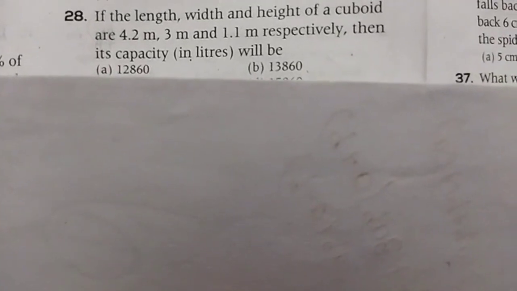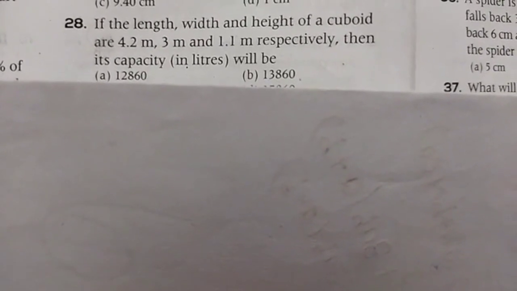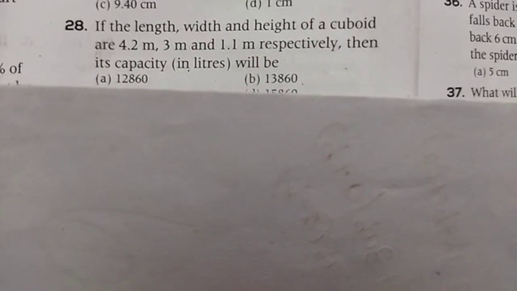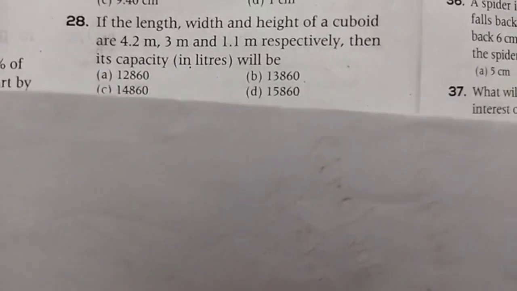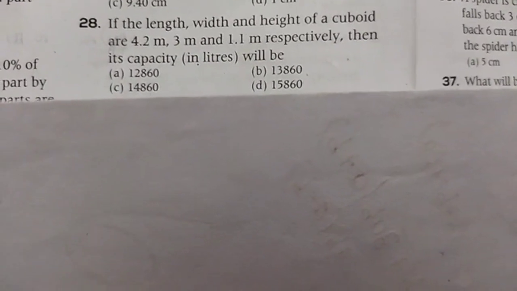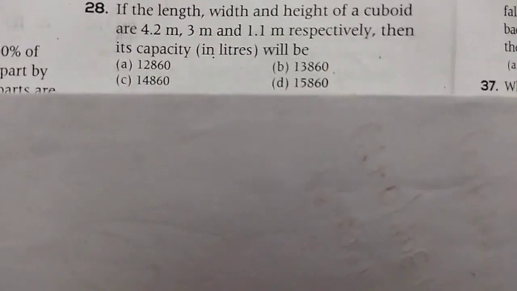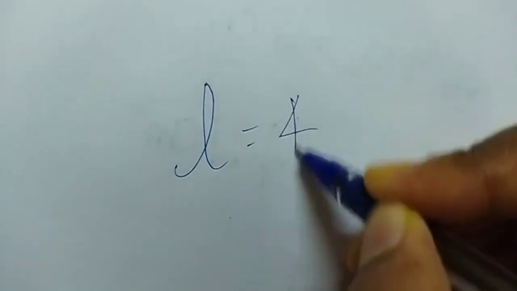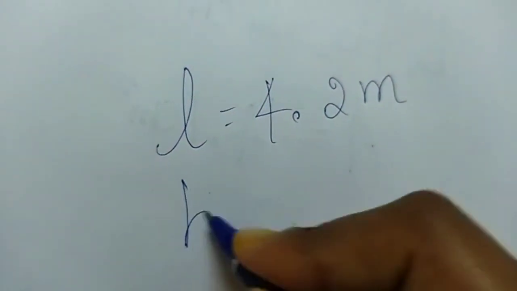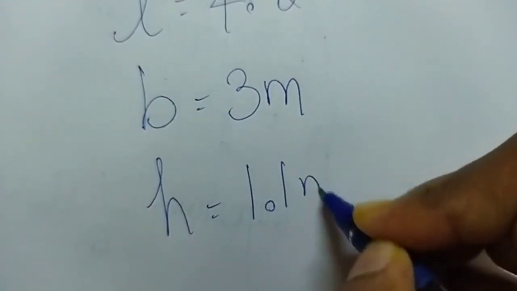If the length, width and height of a cuboid are 4.2 meter, 3 meter and 1.1 meter respectively, then its capacity in liters will be. So here if we find the volume, we get volume in meter cube. You need to convert meter cube to liters. We have a relation for that, so using that we can convert. Let's find what is volume in meter cube. Length L is equal to 4.2 meter. Breadth B is given as 3 meter. And height H is given as 1.1 meter.